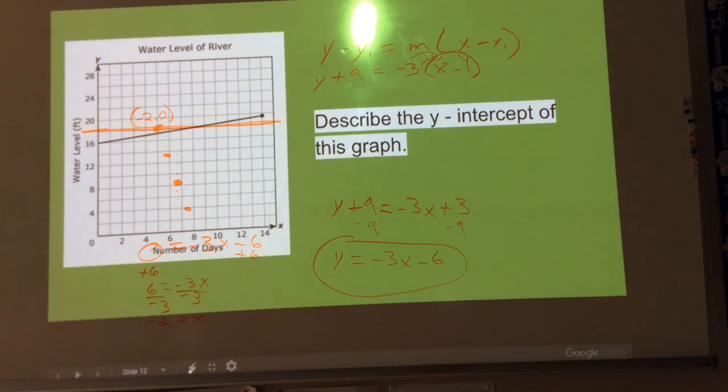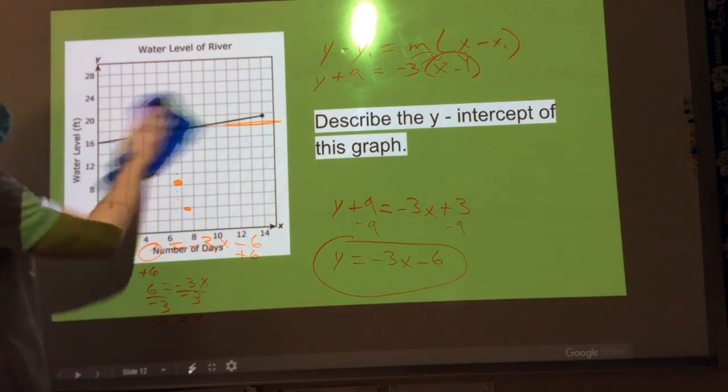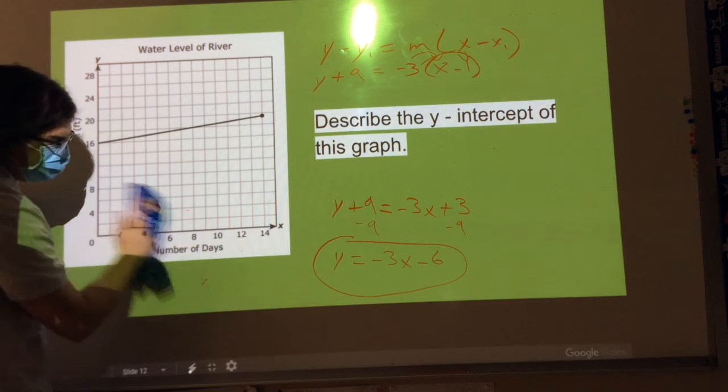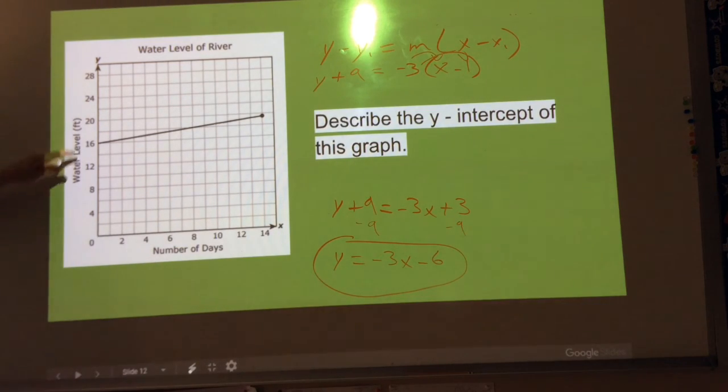All right, it says describe the y-intercept of this graph. So if we describe the y-intercept of this graph, what would you tell me? 16. There's not even an 18 on there. 16, right? I got confused because of the orange line. That's fair. Let's think about this particular line. Nice. Water level at 16.